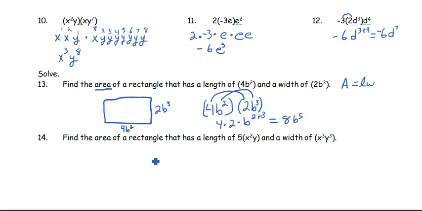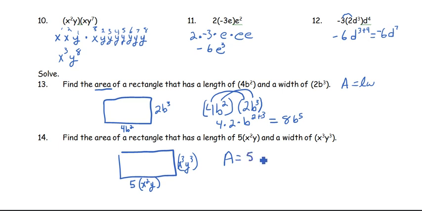Again, we have area of a rectangle for 14. So if I call this 5x squared y, and this is x cubed y cubed, so this is L, this is W, we say A equals 5x squared y times x cubed y cubed.